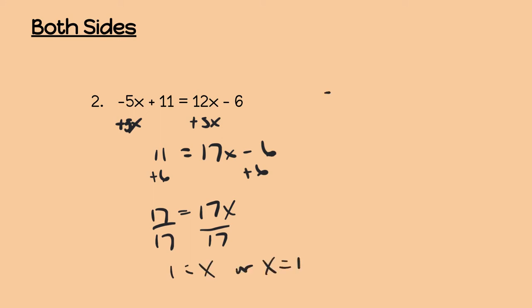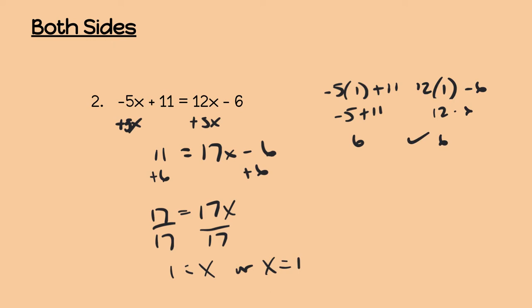And again, a quick check. Negative 5 times 1 plus 11 is negative 5 plus 11, which is 6. On the right side, I have 12 times 1 minus 6, so 12 minus 6, which is 6. And yes, I've got it correct. Again, take that check. I often miss them, especially when I'm giving examples on video, so it never hurts to check.